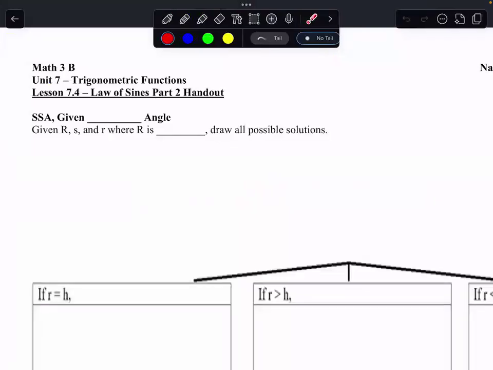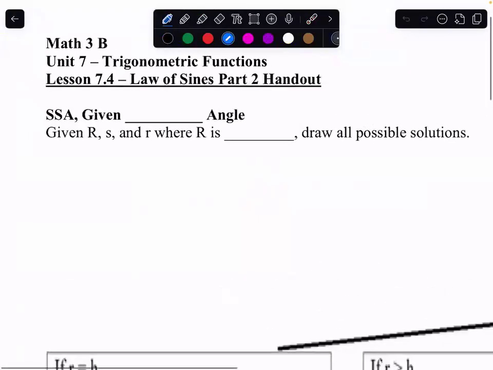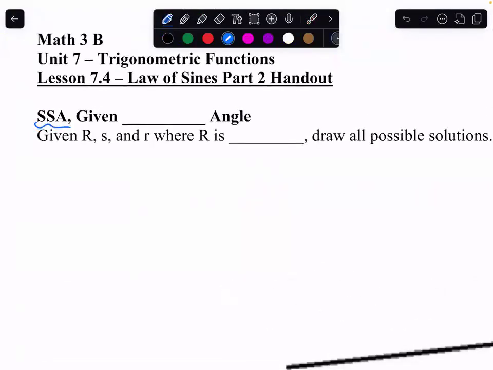Okay, so the specific situation we're going to cover today is SSA, which recall means you are given two side lengths and an angle, but not the angle between them. So it's different from SAS, where the angle's between the two sides. SSA means the angle is not between them. And specifically, the angle you're going to be given today is an acute angle. All right, so between 0 and 90 degrees.